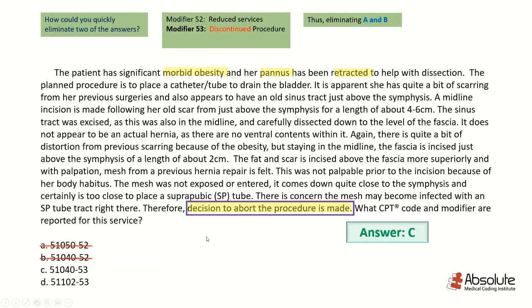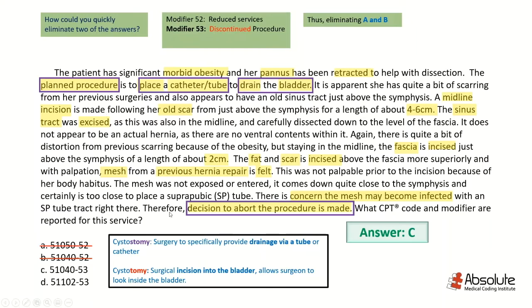So here are the keywords. We have morbid obesity. The penis was retracted. The planned procedure is to place a catheter tube to drain the bladder. A midline incision along that old scar was 4 to 6 centimeters. The sinus tract was excised. The fascia is incised to 2 centimeters. Fat and scar is incised. Mesh from a previous hernia repair is felt, but it is too close to the symphysis and certainly too close to place that suprapubic tube. So concern about that mesh becoming infected was an issue, and they decided to abort the procedure. This was indeed a planned procedure. All right, there we go.